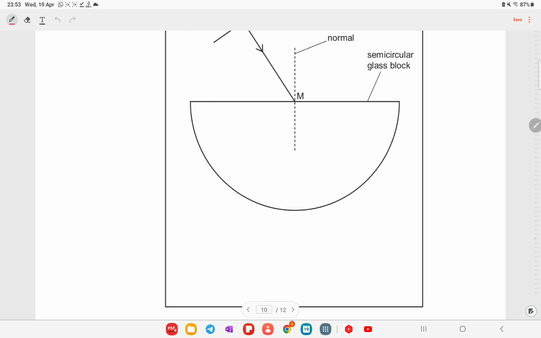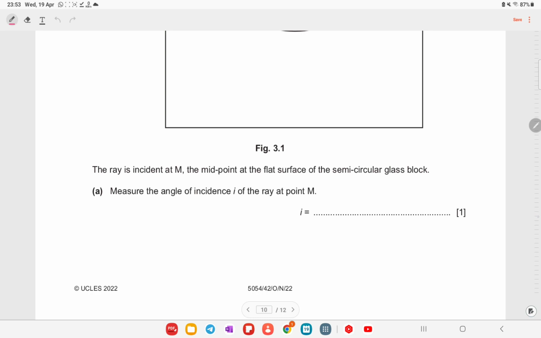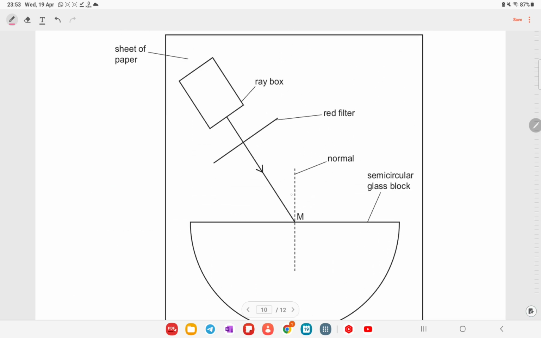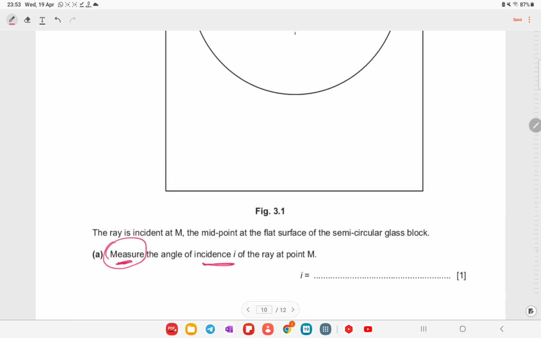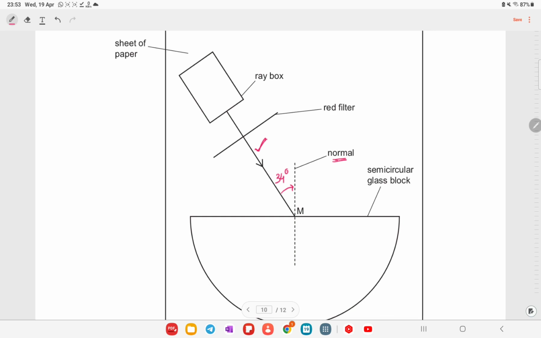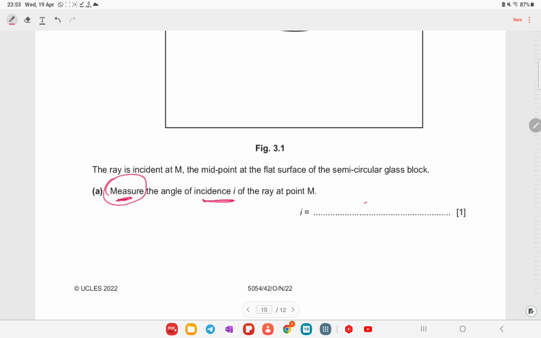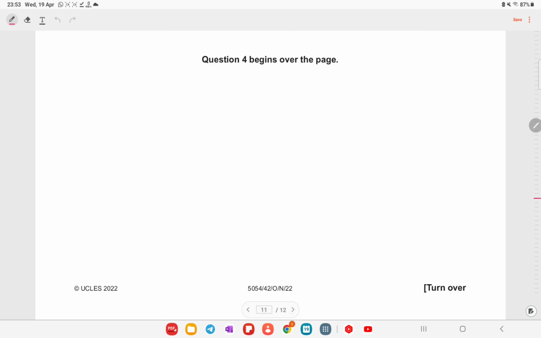The ray is incident at M, the midpoint of the flat surface of the semicircular glass block. We have to measure the angle of incidence. You have to remember that this is the incident ray and this is the normal. The angle between the incident ray and the normal is called the incident angle. If you measure that, you will end up with 34 degrees. So this is going to be your answer for this part. There were no units, so you can add them there.